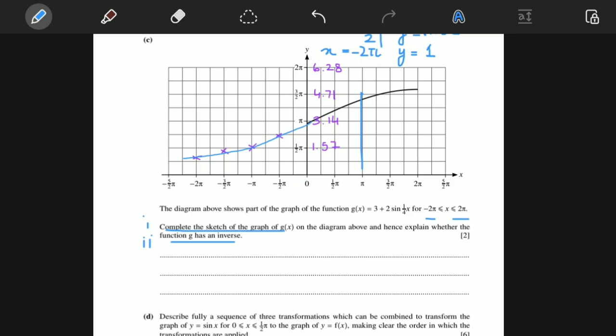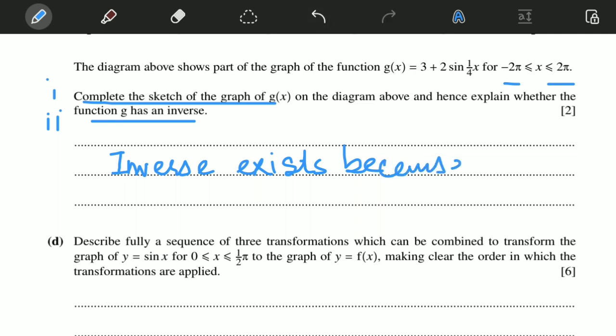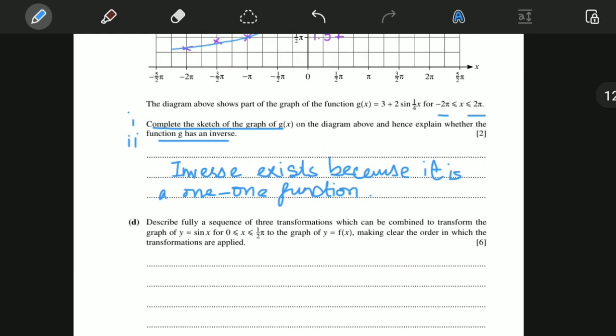Okay, so saying this all, you can write any one of the reasons that the inverse exists because it is a one-to-one function, or not many to one, or because it is increasing, or because it passes the horizontal line test.